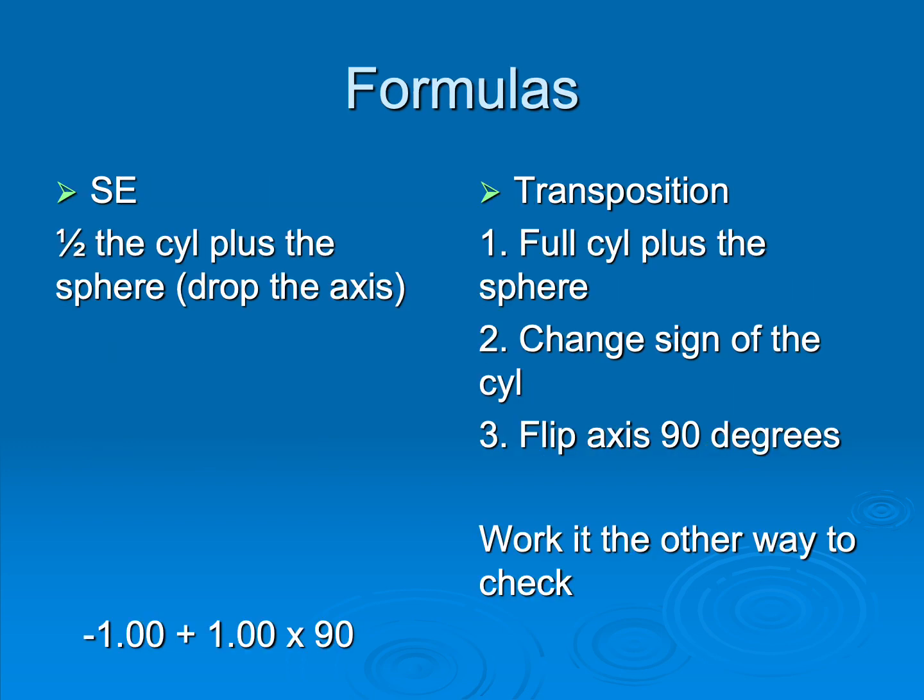So here are those formulas that frequently get confused. In spherical equivalent, we only take half of the cyl and add that back to the sphere, whereas in lens transposition, we take the full amount of cyl and add it to the sphere.